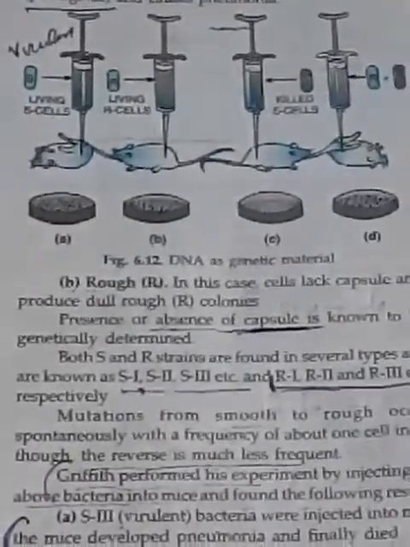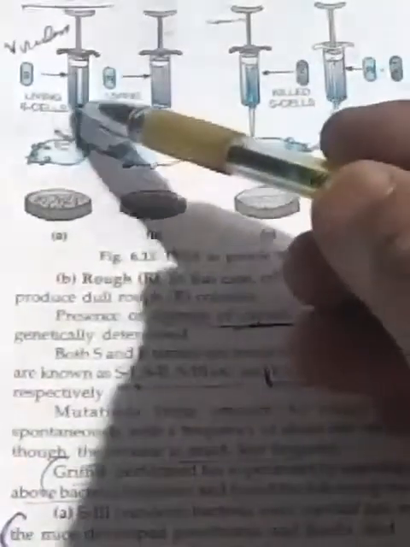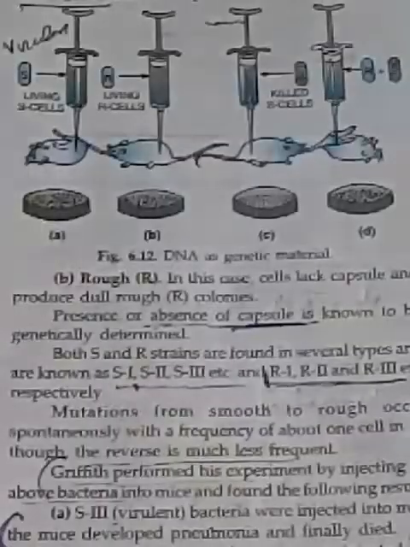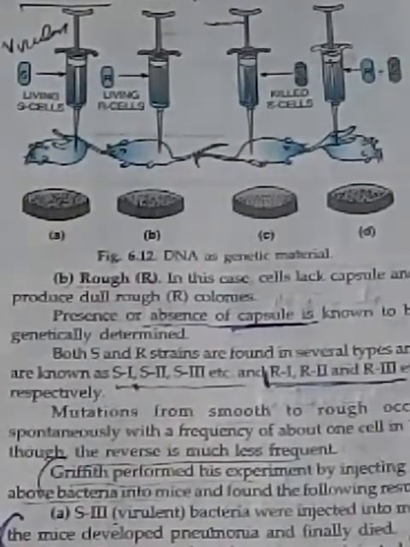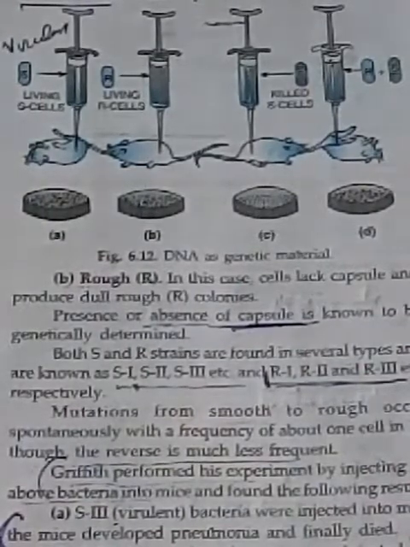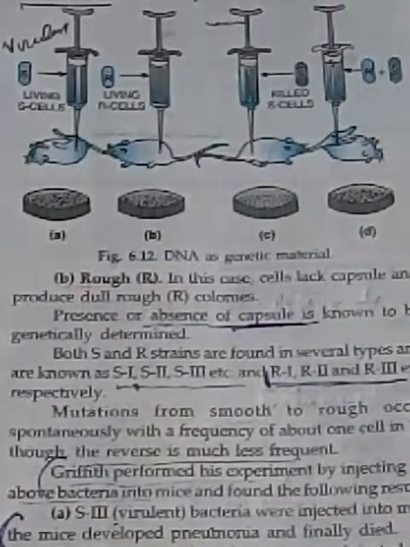Griffith took mice and injected the first mice with the living cells of smooth bacteria. When it was injected with the smooth bacteria, the mice died. In the second stage, another mice was given the living rough bacteria. That was not poisonous. The mice was not killed.